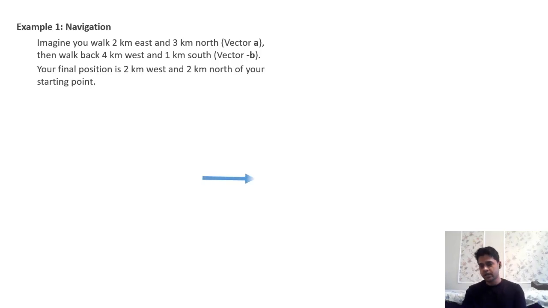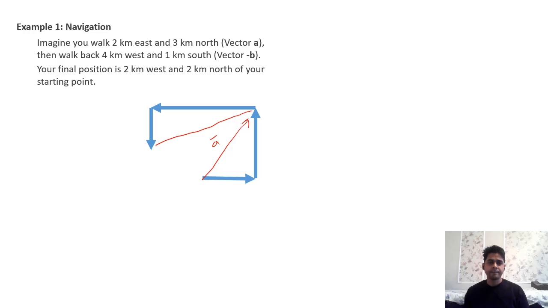Once again, the same example if I take. Let's suppose I walk 2 kilometers in the east direction and 3 kilometers in the north direction, which is my vector a. And then again we walk 4 kilometers in west and 1 kilometer in south. That's my vector b. So here somewhere I will get my resultant point.